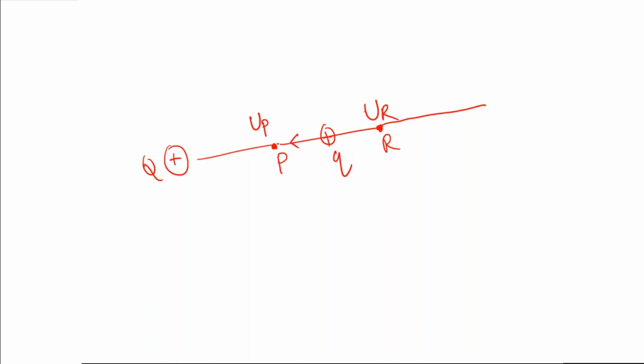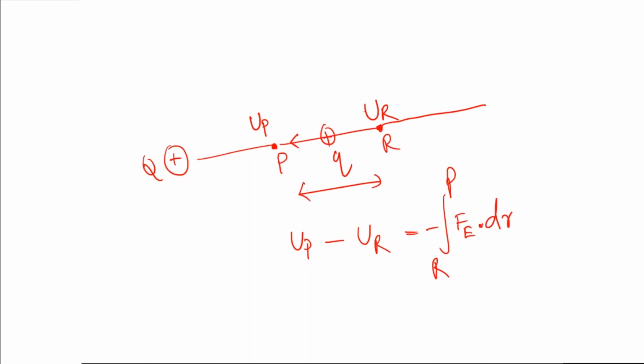So what is the work done? Can you tell me? For bringing the charge from R to P, what is the work done? I can write UP, the potential energy at P, minus the potential energy at R, is the external work done from R to P, minus the integral of E dot dr. So this is actually the work done.